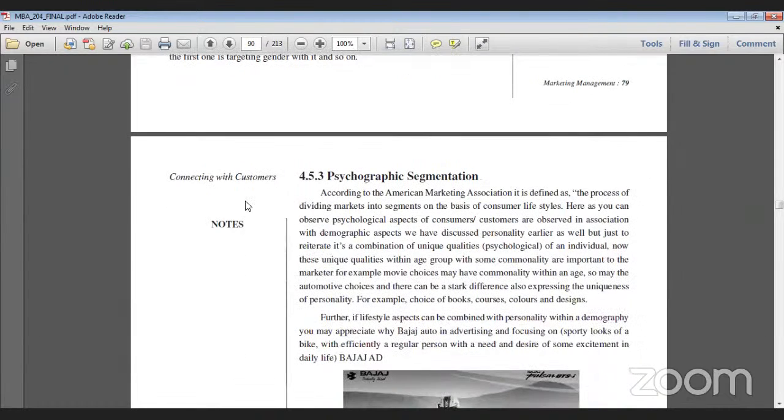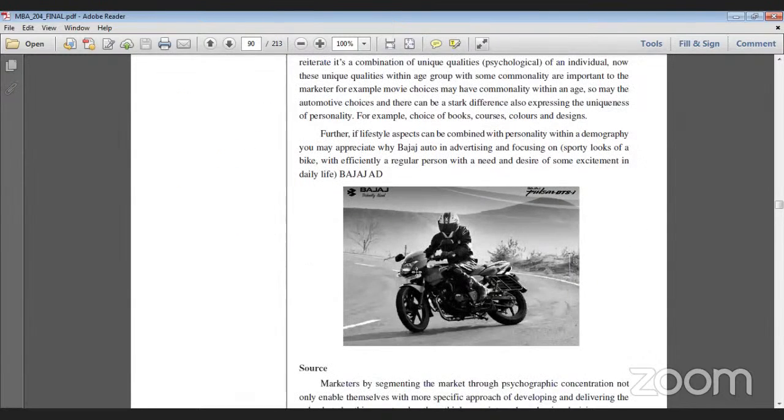Okay, psychographic segmentation is the process of dividing a market into segments on the basis of consumer lifestyle. As they have observed, the psychological aspect of consumers is observed in association with the demographic aspect. Now see, they have given this example of the Pulsar Bajaj ad. The lifestyle and personality, along with the demographics, are appreciated by Bajaj Auto in its advertising, focusing on the sporty look of the bike.